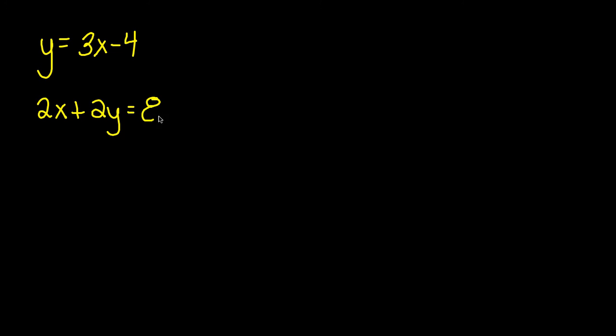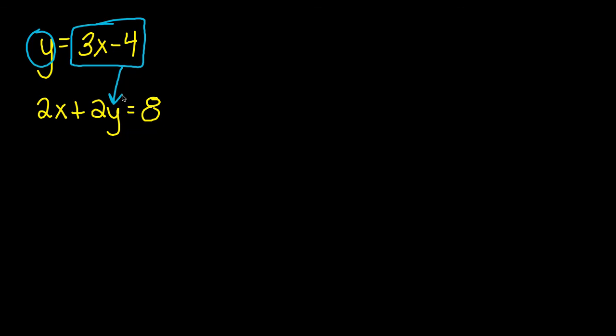So let's look at an example here. We're going to have y is equal to 3x minus 4, okay? And then let's go ahead and go with 2x plus 2y equals 8. So thinking about what we talked about just a moment ago, we're going to go ahead and do substitution. So we know that y is equal to 3x minus 4, so we're going to plug 3x minus 4 in for y.